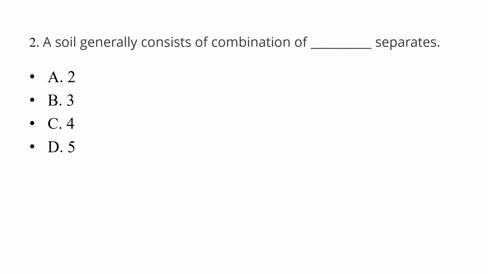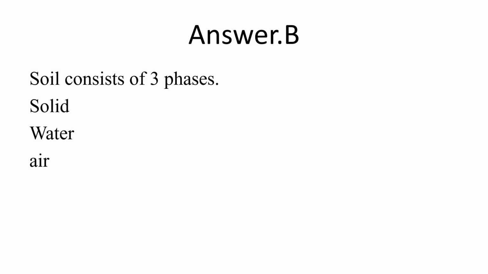A soil generally consists of combination of dash separates. Answer is option B, which is a soil generally consists of a combination of 3 separates. So, as we all know that Terzaghi, who is the father of soil mechanics, has made a three-phase diagram for soil mass. That is, a soil mass on close observation consists of 3 phases.